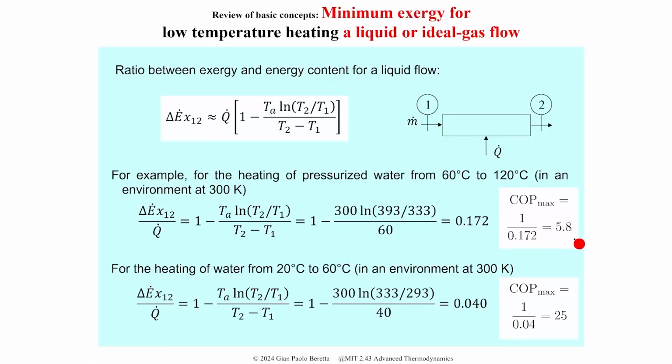Okay, so 5.8 means that I spend 1 unit or 1 kilowatt hour of energy, and I deliver 5.8 kilowatt hours of energy to my stream.